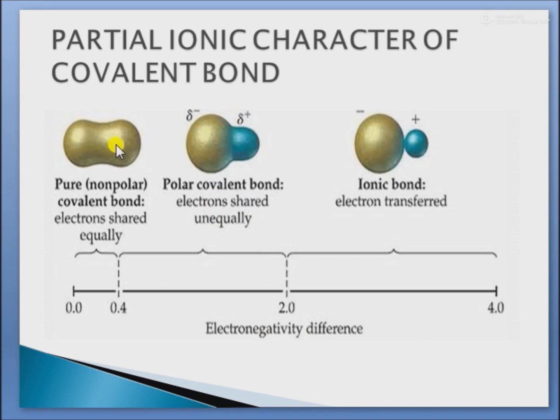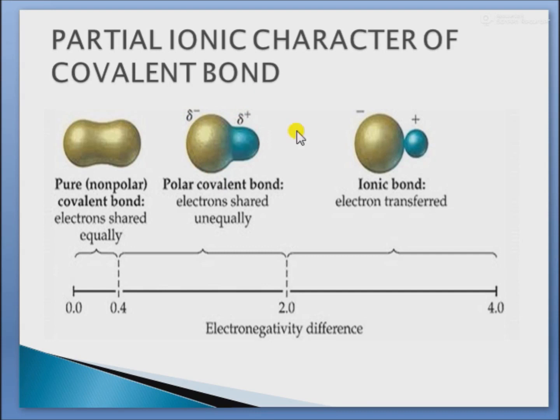HCl or ICl we have discussed in the last slide. They form the polar covalent bonds. Cl acquires partial negative charge due to higher electronegativity than the hydrogen, and hydrogen acquires partial positive charge.